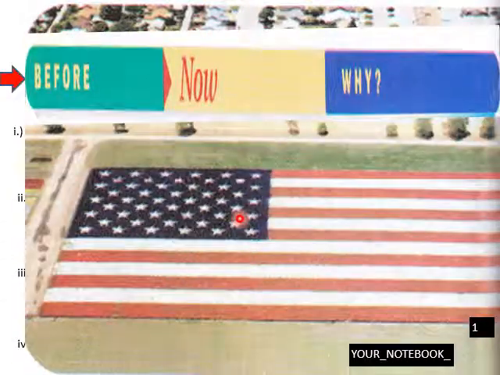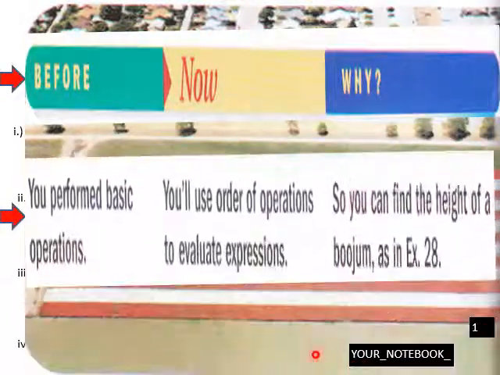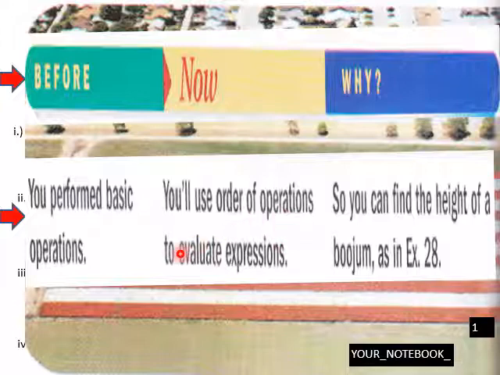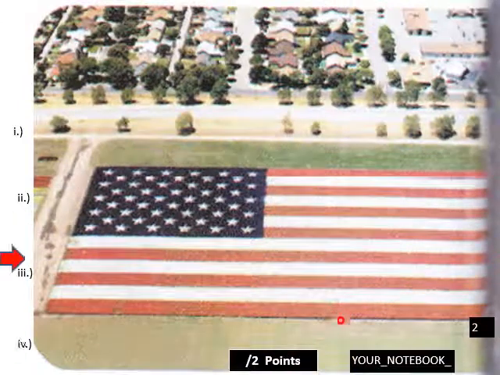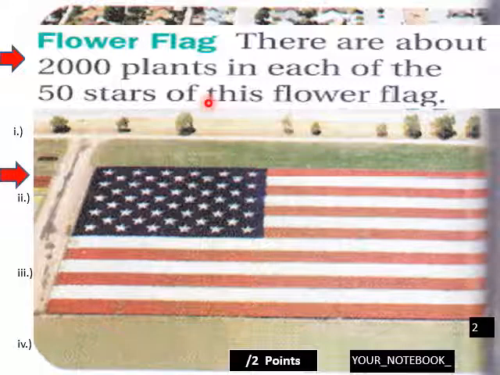Let's go into our lesson, a notebook entry here, students. You have performed basic operations. You will use order of operations to evaluate expressions so you can find the height of a bosom, whatever that is, as in example 28. So put this in your notebook, 1 point. And we'll go into page 2 here.